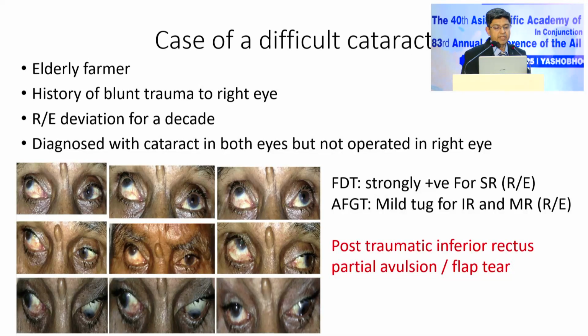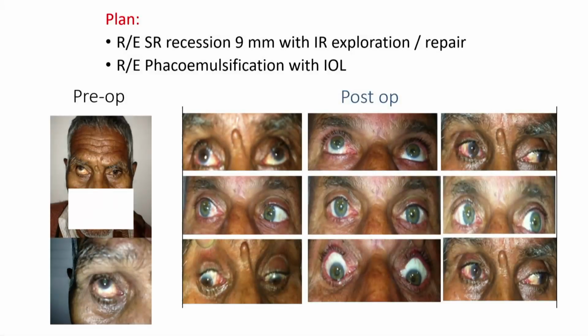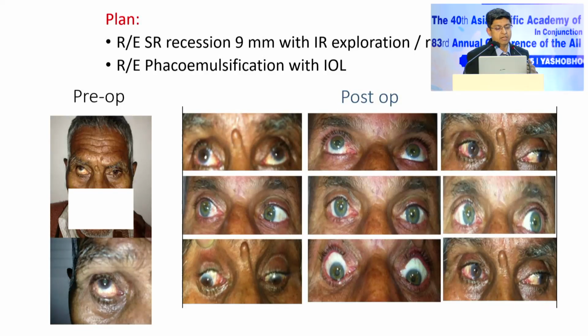The superior rectus FDT was strongly positive, and there was a very mild tuck for the inferior rectus and the medial rectus. So we felt it was a post-traumatic inferior rectus partial avulsion or a flap tear. And so we did a superior rectus recession along with an inferior rectus exploration. There was a lot of fibrosis there, so we pulled up and tightened whatever appeared like the inferior rectus. And of course, he only came for the cataract surgery and was not interested in the squint.